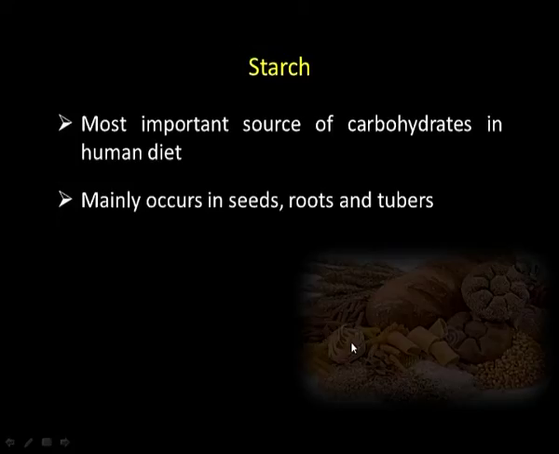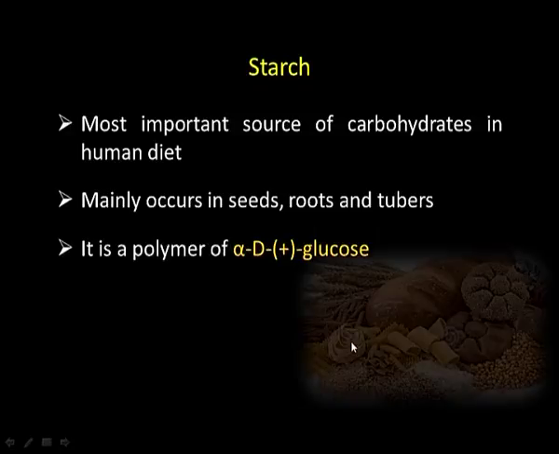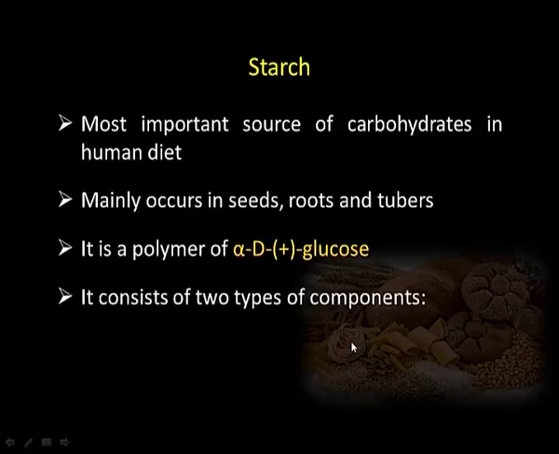Let us talk about the most common carbohydrate, starch, and this is the most important source of carbohydrates in the human diet. It mainly occurs in seeds, roots and tubers. Seeds like maize, wheat, rice, roots like potato, etc., they are the rich source of starch. Starch is basically a polymer of alpha D (+) glucose. It consists of two types of components. One is called amylose and the other is amylopectin.